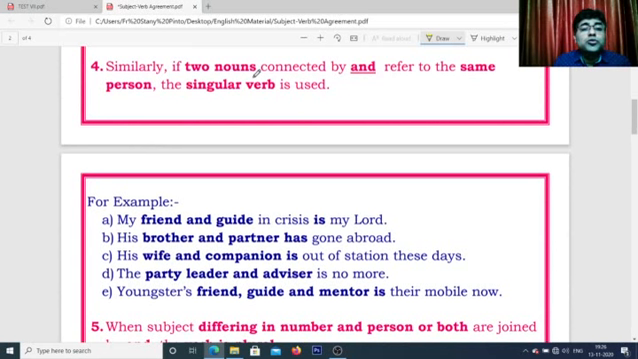Number 4: if two nouns connected by and refer to the same person, again the singular verb is used. Don't get confused. Only with examples you should understand this, because to remember the rule it is a little difficult. So by practice you should get it. If two nouns connected by and refer to the same person, singular verb is used.